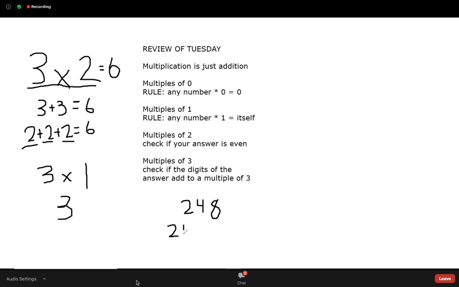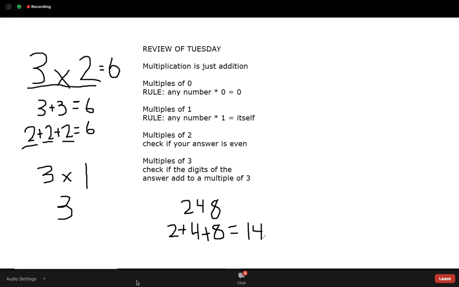So the way we're going to test it is we're going to separate all the different digits. So the 2 is a digit, this 4 is a digit, and this 8 is also a digit. So we're going to add all those together. So we'll do 2 plus 4 plus 8. So 2 plus 4 is 6, and 6 plus 8 is 14. So we'll get 4.